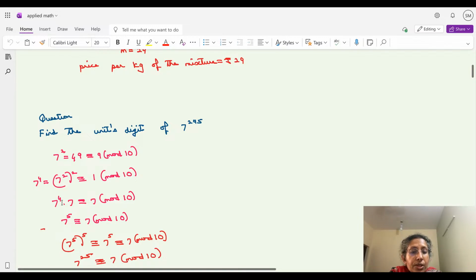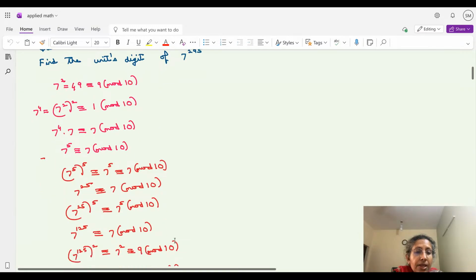So now we take 7 raised to 4 into 7. We multiply this by 7. So if A congruent to B modulo C, you can multiply by M, AM congruent to BM modulo C. So I'm multiplying this by 7. So 7 raised to 4 into 7 is congruent to 7 modulo 10. So we have 7 raised to 5 is congruent to 7 modulo 10. See, ultimately I have to arrive at 295. If I take the fifth power, then 7 raised to 5 raised to 5 is congruent to 7 raised to 5, which we have seen is congruent to 7 modulo 10. 7 raised to 5 raised to 5 is 7 raised to 25. So 7 raised to 25 is congruent to 7 modulo 10.